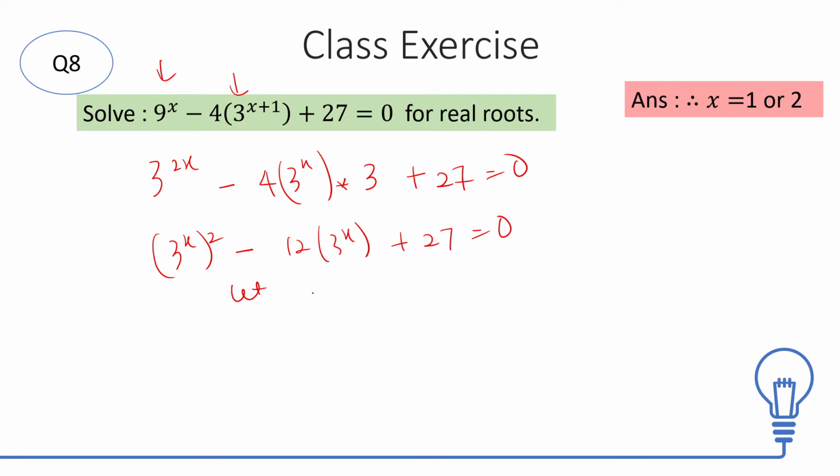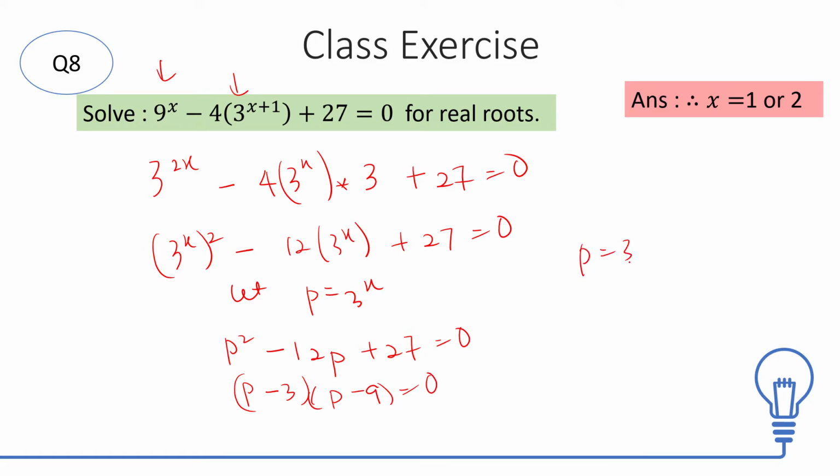So now let my p equal 3 power x. So I have p squared minus 12p plus 27 equals 0. So actually it is (p minus 3)(p minus 9) equals 0. So my p is 3, which means my 3 power x equals 3, so my x equals 1, or my p equals 9, so my 3 power of x equals 3 power of 2, so x equals 2. Okay, so this is my answer, x equals 1 or x equals 2.